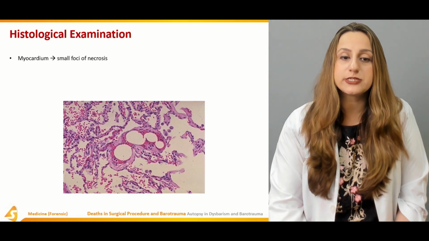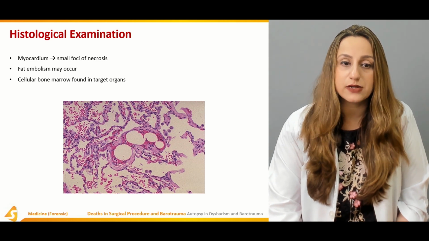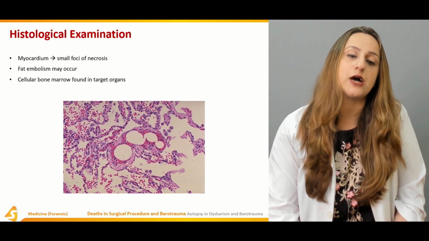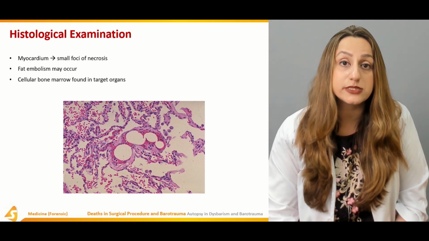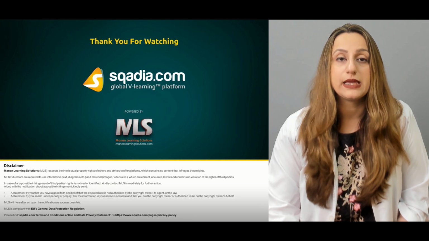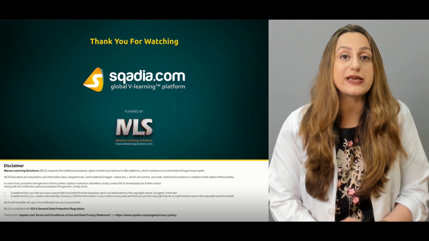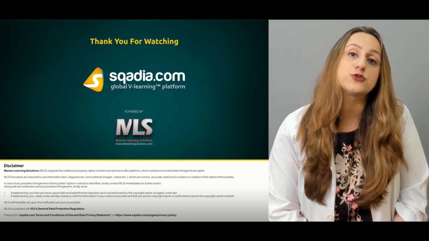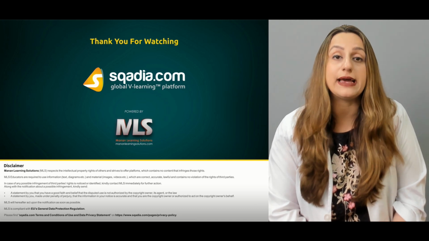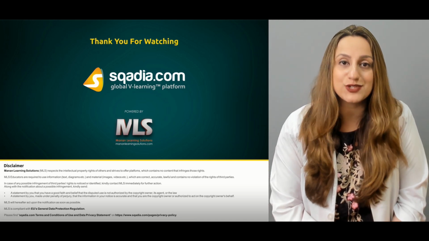The myocardium is examined for small foci of necrosis as well. Fat embolism may occur after this, and cellular bone marrow is found in the target organs. So these are the histological findings that will be found in barotrauma. In this section, we dealt with how we are going to carry out investigations in a death that was caused by barotrauma, and how an autopsy is carried out in this particular case. That is the end of this section.